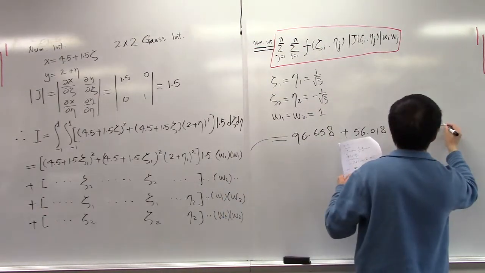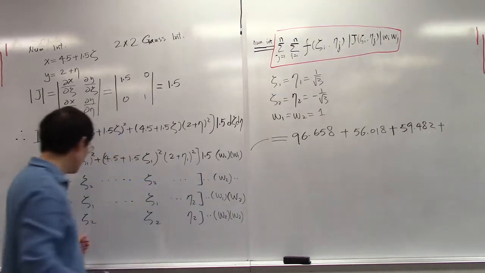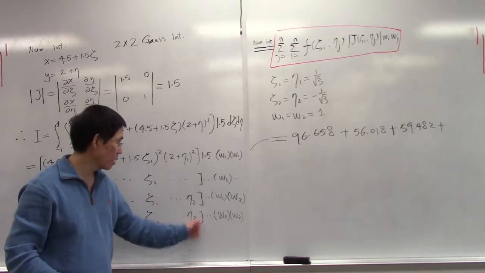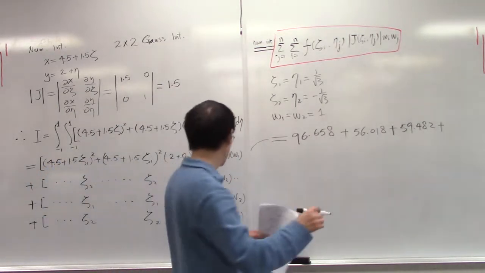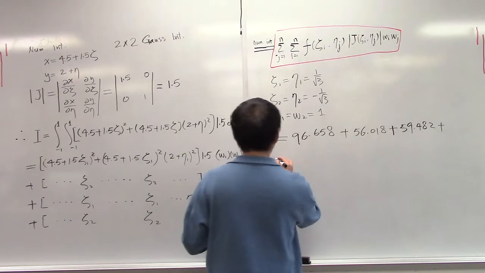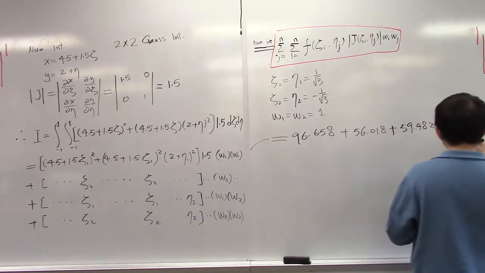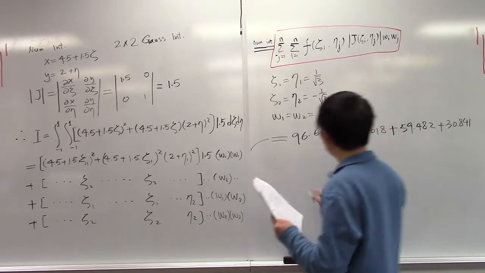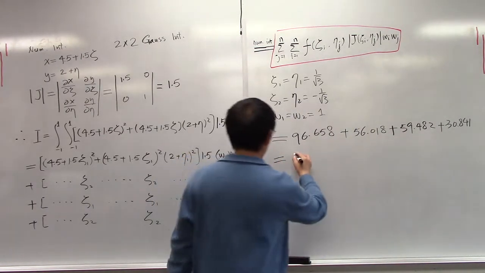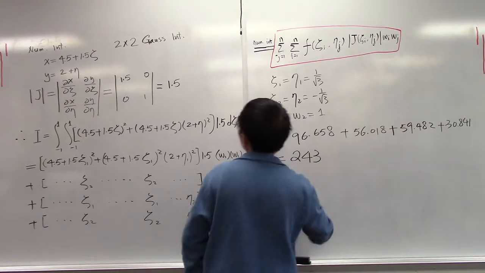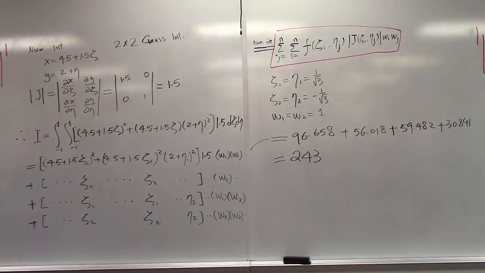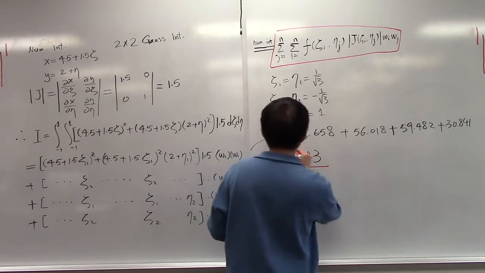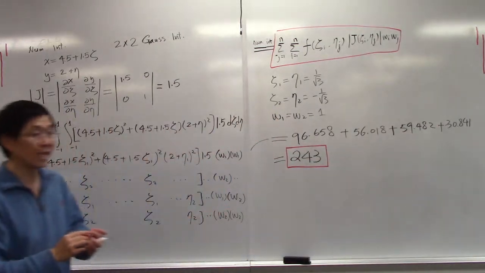And then plus the last term here, negative 1 over root 3, negative 1 over root 3. This is also negative 1 over root 3. And all these weights are just 1. Okay? Each is just 1. And this term turned out to be 30.841. Okay, the total is 243, which is exactly the same as what we obtained using the closed form solution, as it should. Okay.